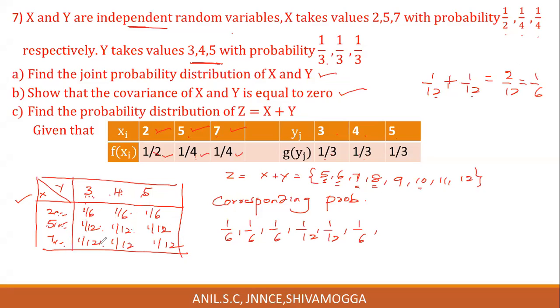1 by 12 plus 1 by 12 is 2 by 12, that can be written as 1 by 6. Next, 11. 7 plus 4, 11, corresponding probability is 1 by 12. 7 plus 5, 12, corresponding probability is 1 by 12. You make a note of this.